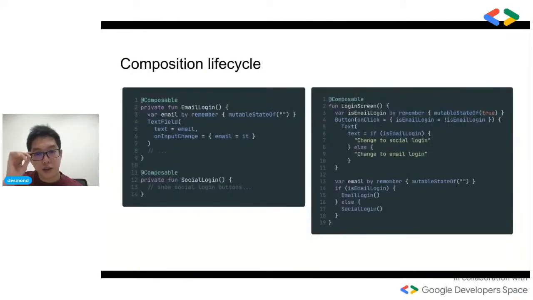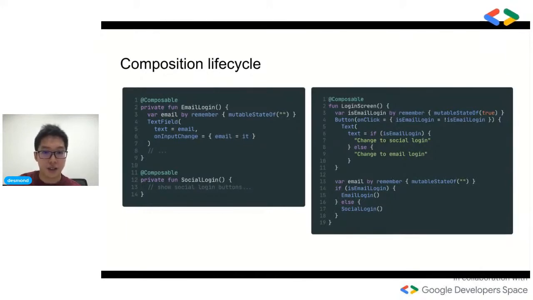So one gotcha about the composition lifecycle, which may not be obvious, is figuring out when a composable actually enters or leaves the composition. So for example, here on the left, we have two different composables. One is the UI for email login and another for social login. For the email login, we have a text field for users to input their email address. And for the social login, we'll just show the different login buttons.